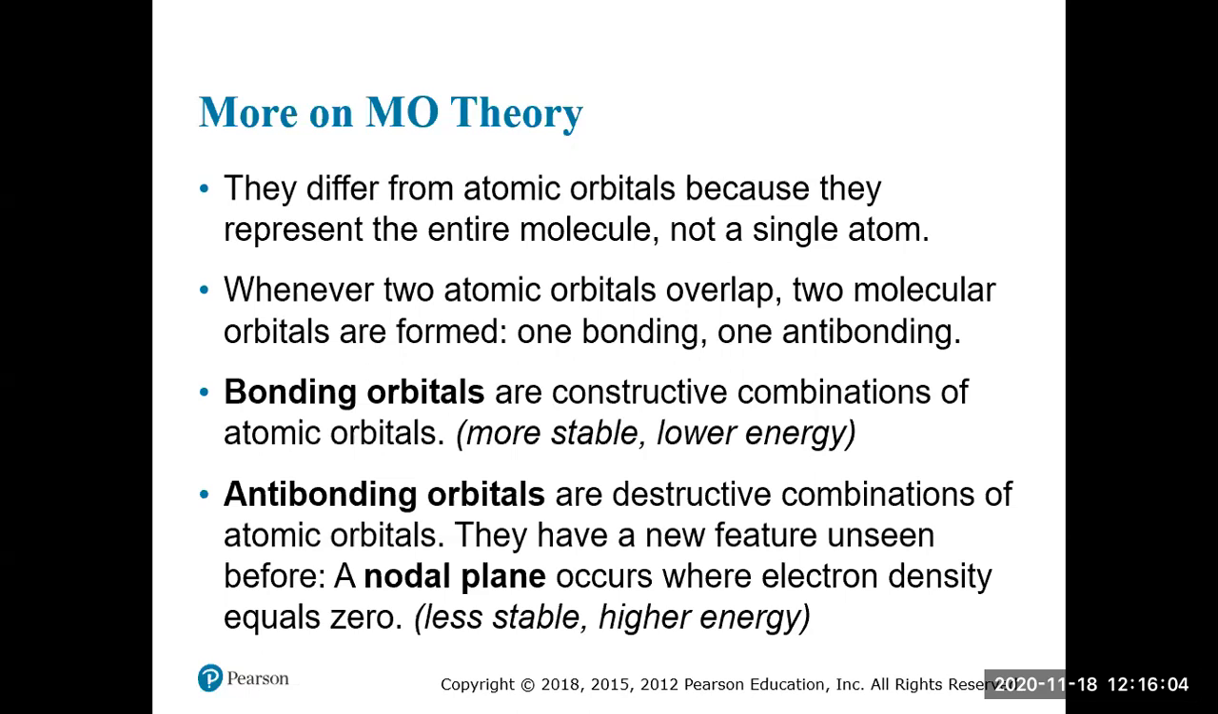The anti-bonding orbitals are destructive combinations of the atomic orbitals, and they have something called a nodal plane. That means at that nodal plane, the electron density is equal to 0. Because of all this, they're higher energy and less stable. So in order for a compound to exist, it needs to be in the bonding orbitals. If it's in the anti-bonding, then it's not going to happen because it's less stable, or it may just be there for a short period of time.